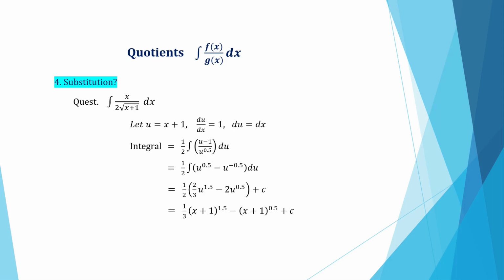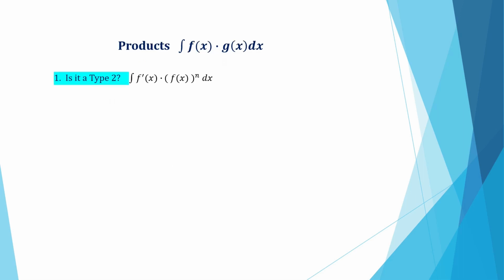Let's now move on to integrating products. First on my checklist for products would be, is it a type 2 integral? Let's have a look at this question. The first job is to write that square root as a bracket to the power of a half. And then to check whether it's a type 2, look at the inside of the bracket, 5x squared minus 1.